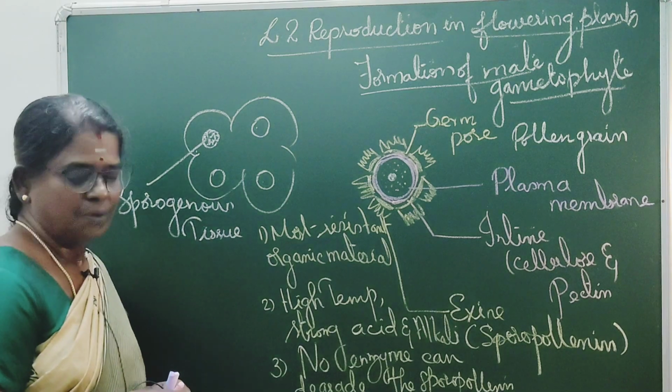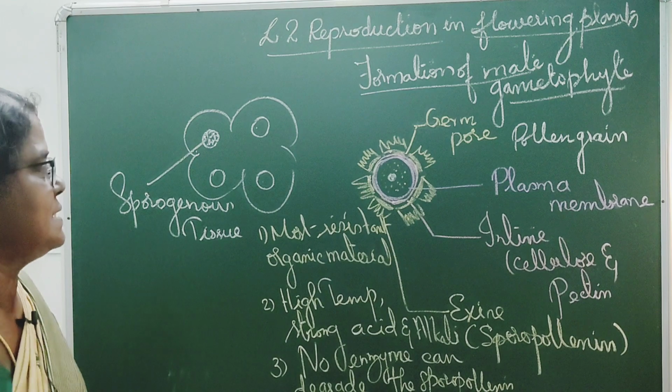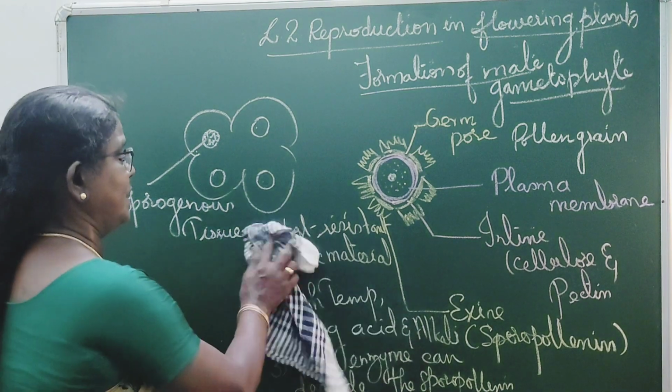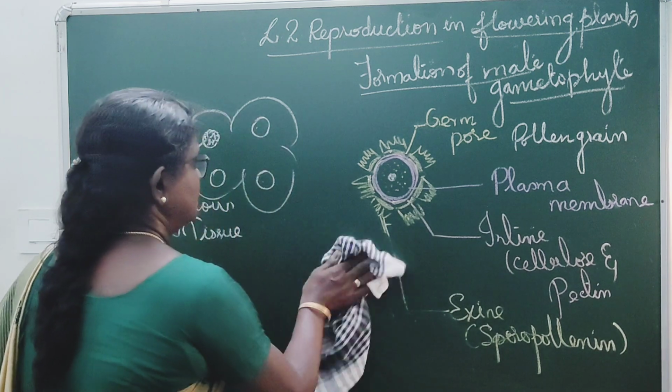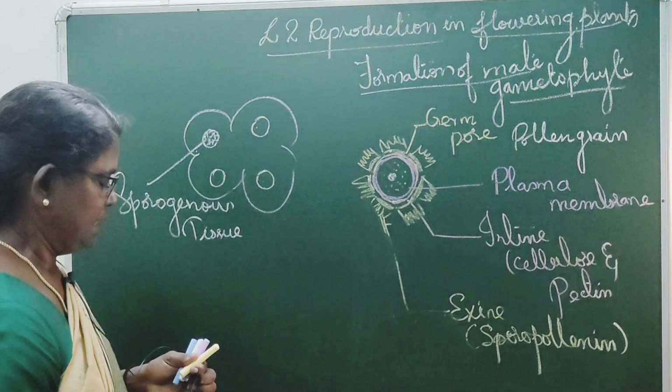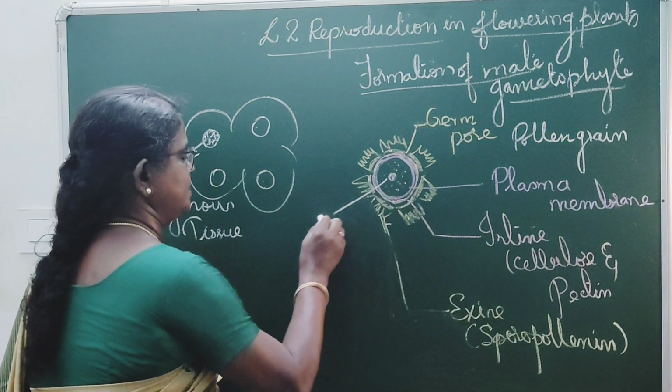Now we will see what changes take place in the pollen grain. Now you see, in this nucleus, it undergoes mitotic cell division.